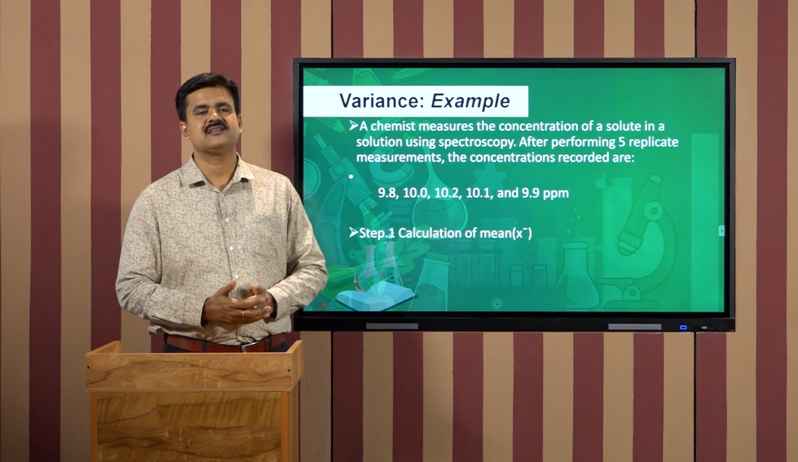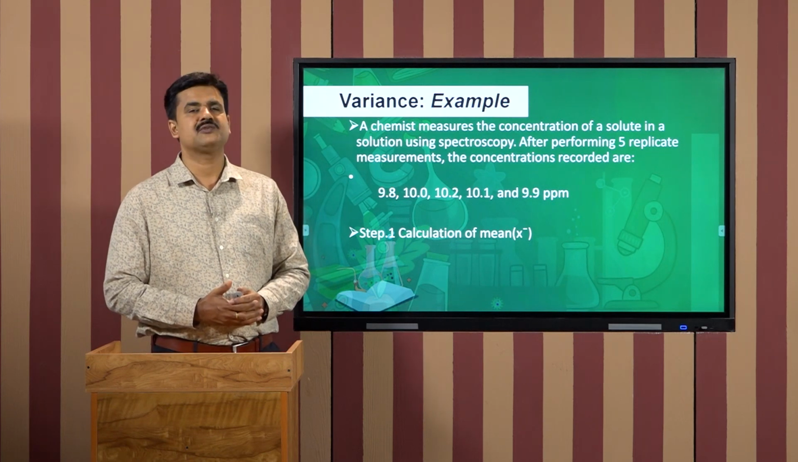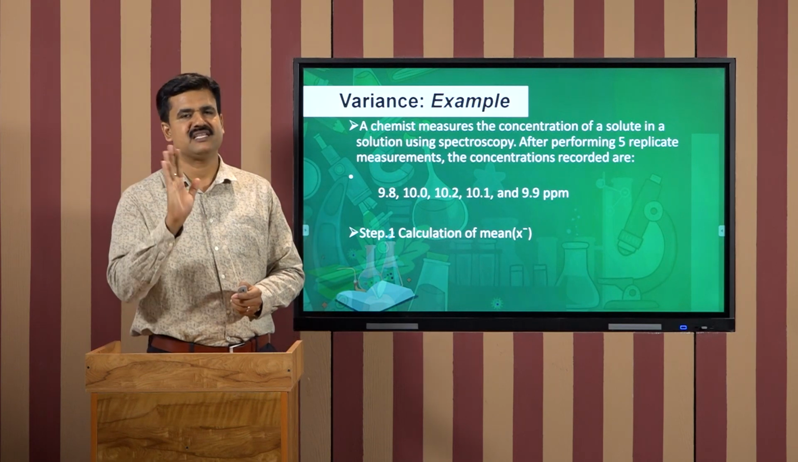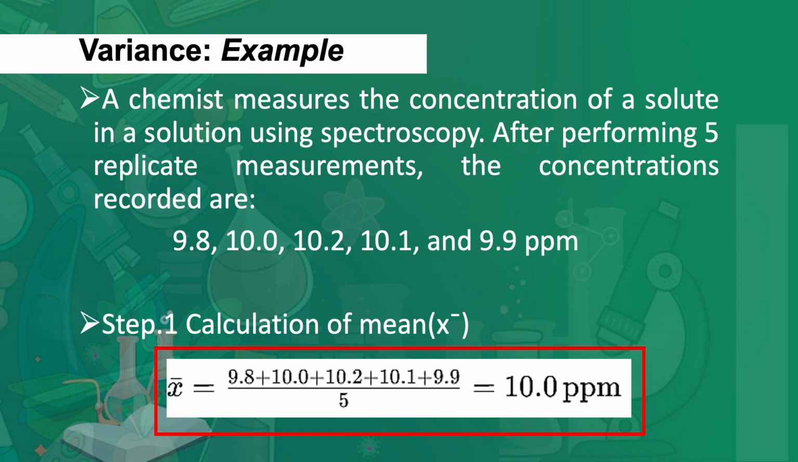In the first step, we have to calculate the mean or average. In order to get the mean, you have to sum all these values and divide by the total number of measurements, that is equal to 5. So, the mean value in the present data set is equal to 10.0 parts per million.